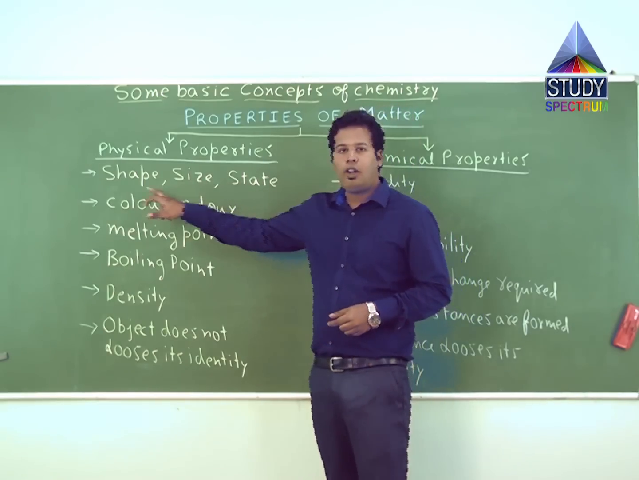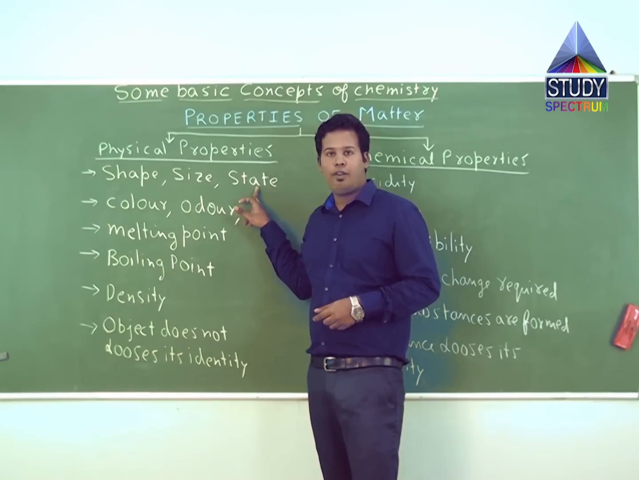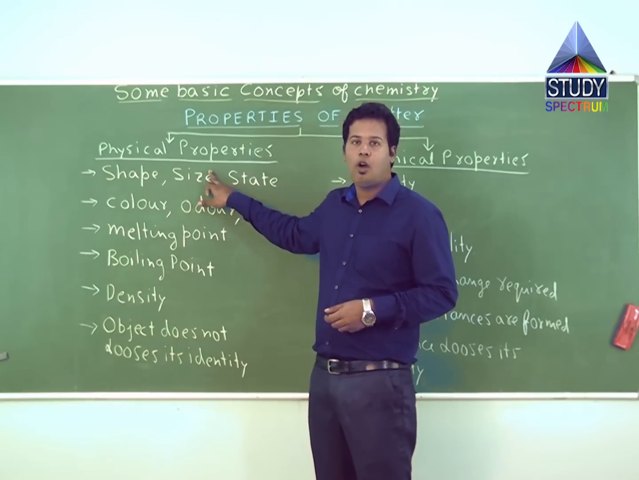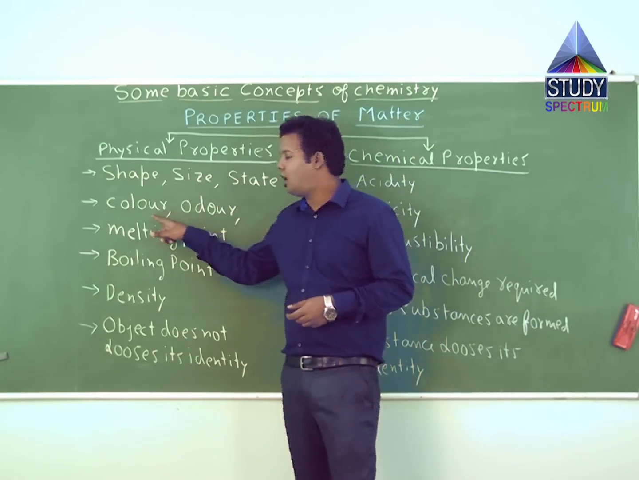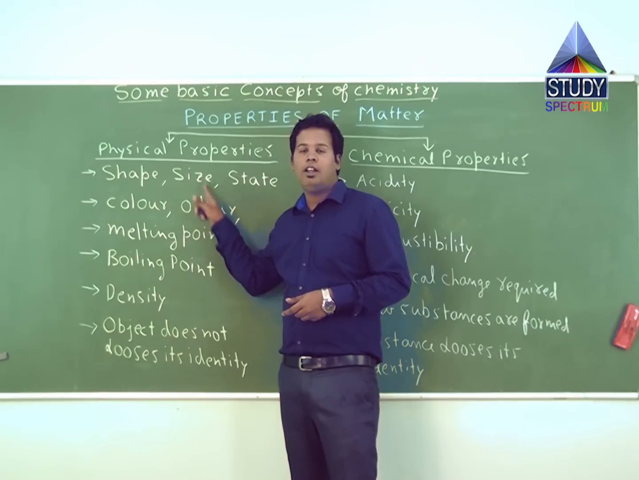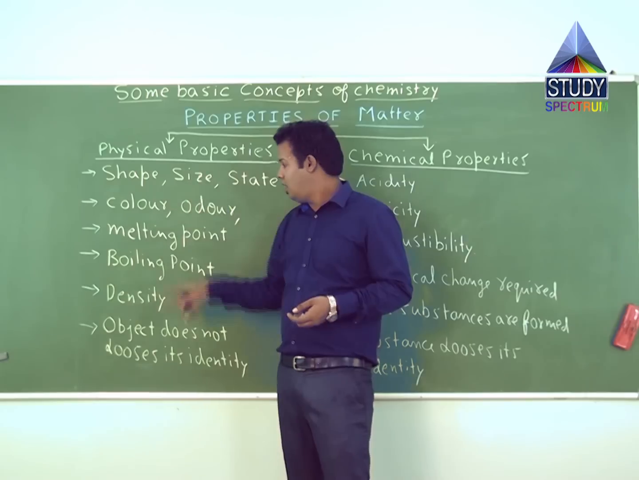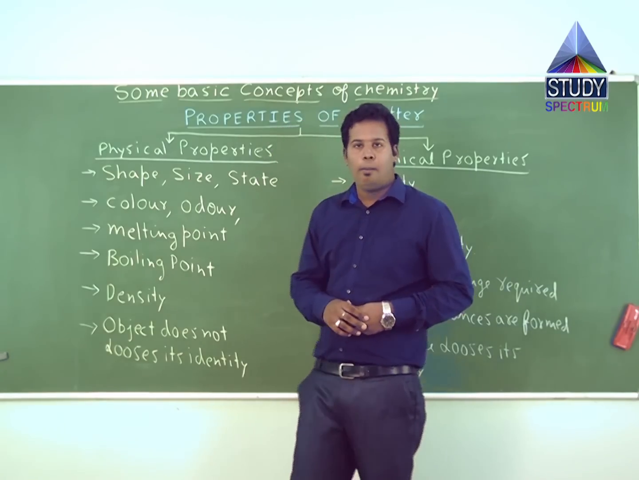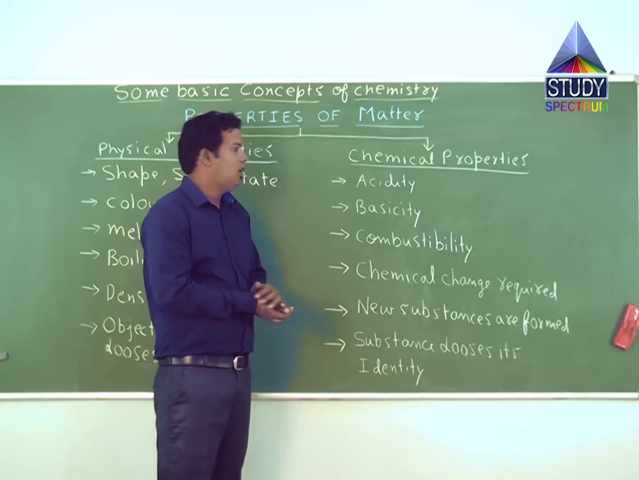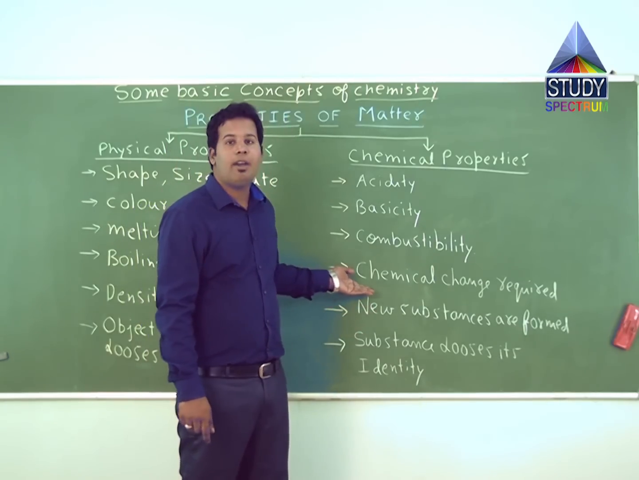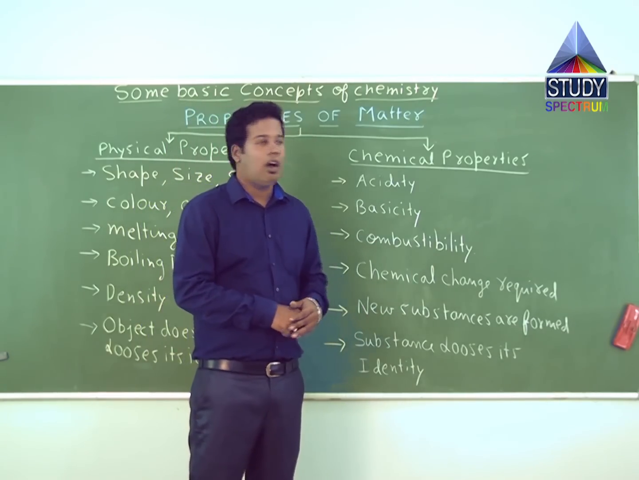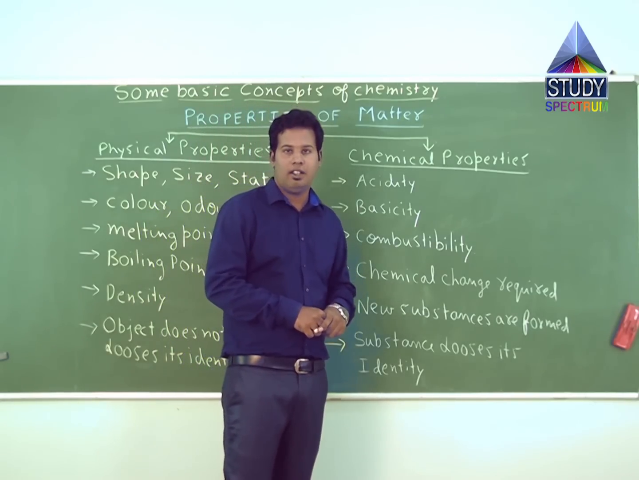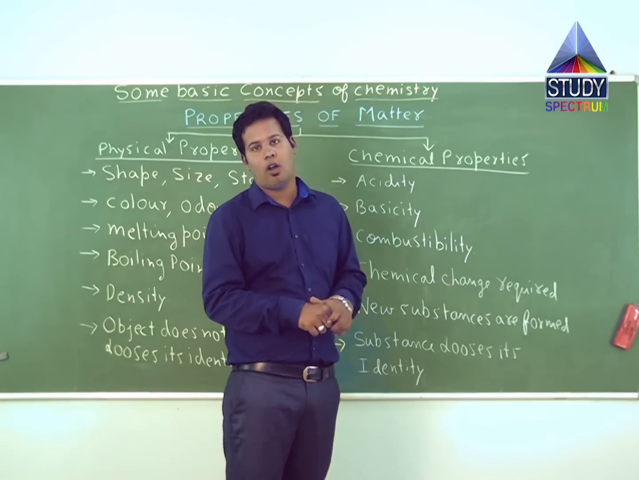See, whenever we talk about shape, size and state of a matter, of a substance, then we say that we are talking about physical properties of that substance. Even when we talk about the color, odor, then we also say that we are talking about the physical properties of that matter, including boiling point, melting point and density. Okay, but in case of chemical properties, there is always a chemical change required, right? Just before we started with physical and chemical properties, I explained that whenever there is a chemical change, then only we can say that chemical reactions are occurring.